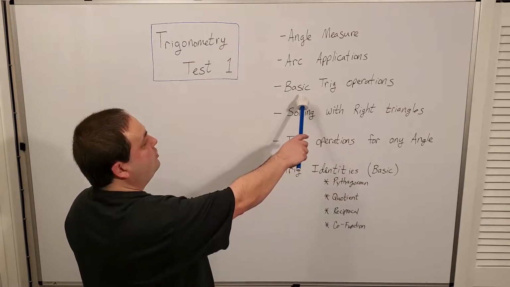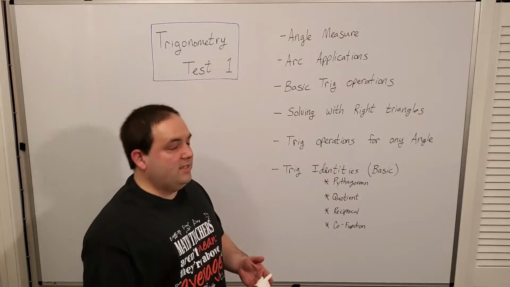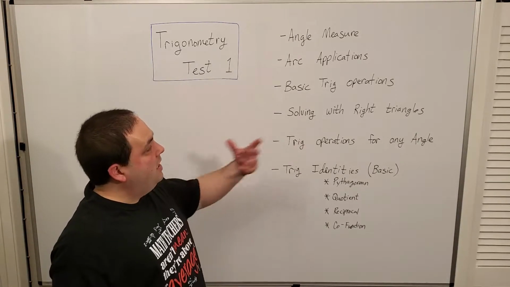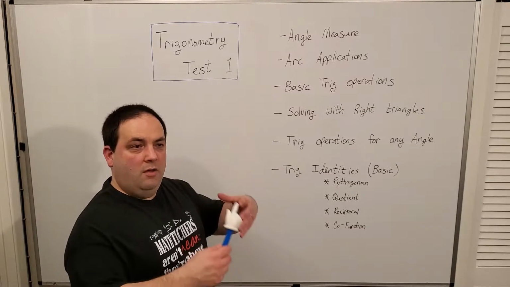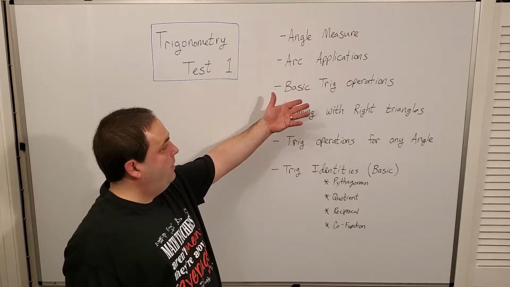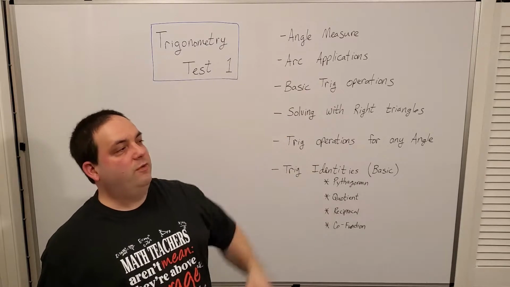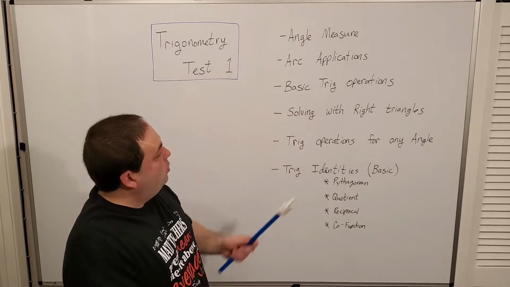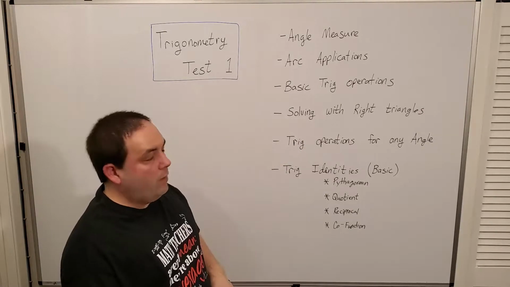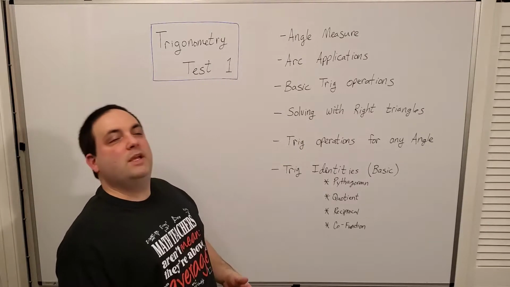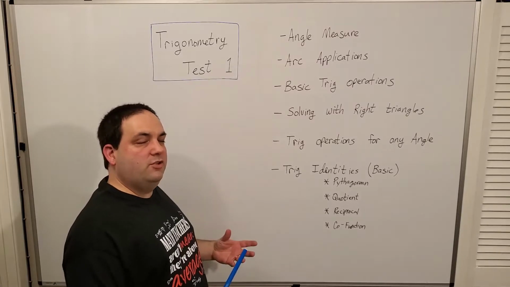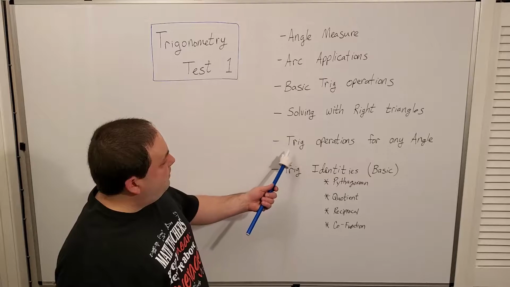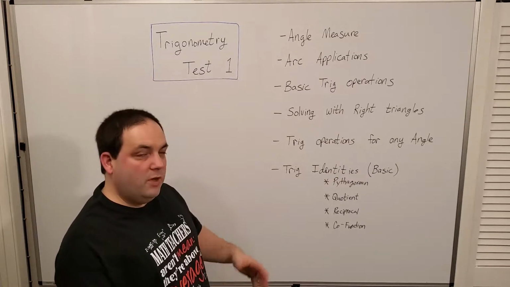Basic trig operations is using sine, cosine, tangent, secant, cosecant, cotangent in right triangles with acute angles. That's the basic trig operation. So we're talking about a free floating triangle, maybe an application of some sort. And then that's where it comes into solving with right triangles, finding missing measurements when you know some information in a right triangle formation. And then you expand into trig operations for any angle.